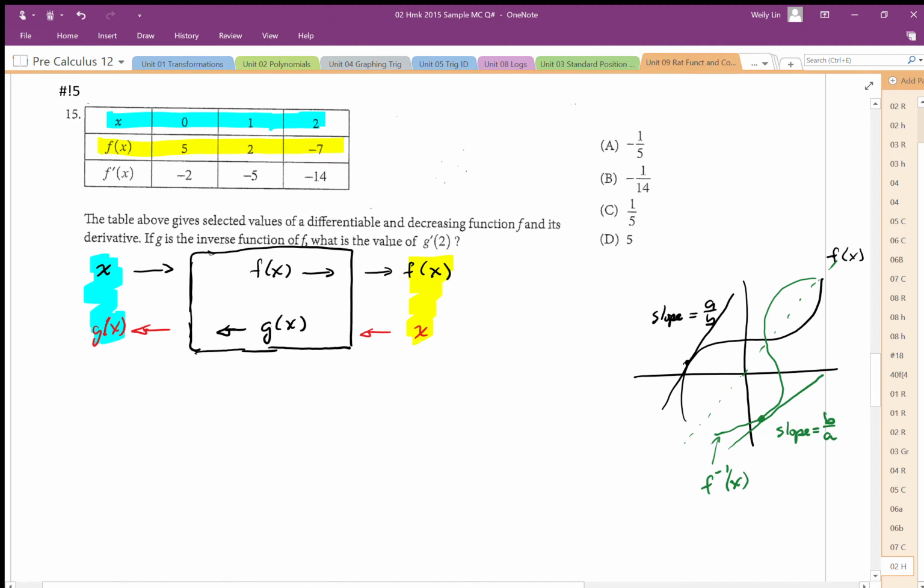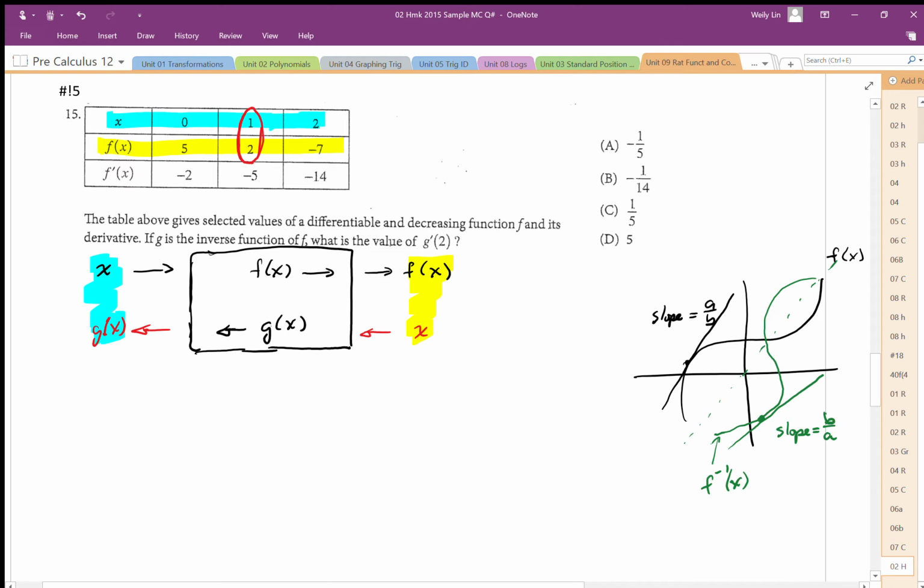So what we want to do is find, we've been given the x value of g, which is really the y value of f, and we know that's equal to 2. So if f of x is equal to 2, then we know that the x value must be equal to 1. Okay, so there it is. When y is 2, x is 1, and that's what we're getting here.